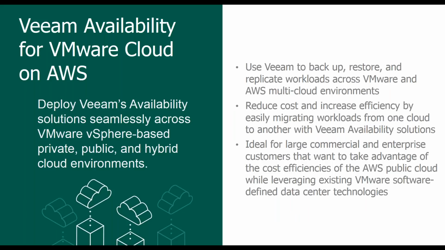And then one more important add to mention. With the release of Update 3, Veeam will also support another platform, as Rick also mentioned a few minutes ago, VMware Cloud on AWS, to deploy Veeam's availability solutions seamlessly across VMware-based public, private, and hybrid cloud environments. Initially, this will only be available in North America, but we'll also be rolling this out to our other regions soon. So stay tuned on this.